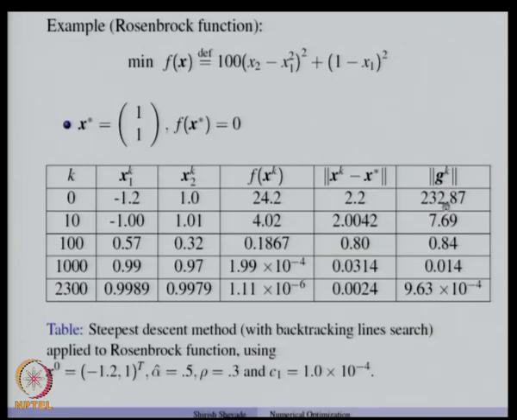So, you will see that initially, when we started with this point, the norm of gk was 232.87, and that came down to 7.69 and then 0.4. Finally, when the algorithm terminated, the norm of gk was less than 10 to the power minus 3; in this particular case the value was 9.63 into 10 to the power minus 4. You will also see that the distance of xk from x star gradually came down to 0.0024, and the value of the objective function finally was almost close to 0, which is the desired objective function value.